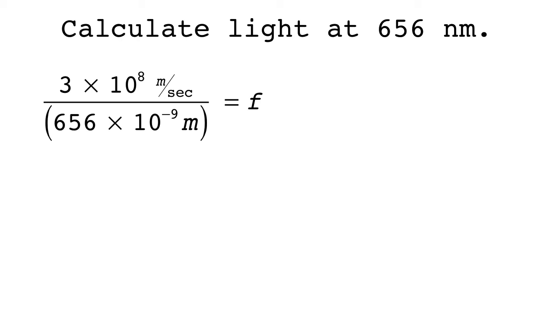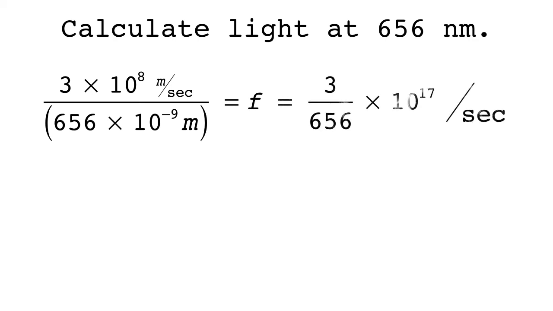Now, something I want to point out to you. 10 to the minus 9 in the denominator is the same as 10 to the regular 9 in the numerator. So this is the same as having a 3 in the numerator, 656 in the denominator, 10 to the 8 in the numerator, and a 10 to the 9 in the numerator, 10 to the 17. And that's why you can rewrite it in this way. Also, if you look here, meters on top in the speed of light, meters per second, and then meters in the denominator for the wavelength, they cancel. And so you're left with, unit-wise, per second out here. That's a hertz, and we're going to replace that with the symbol capital Hz for hertz.